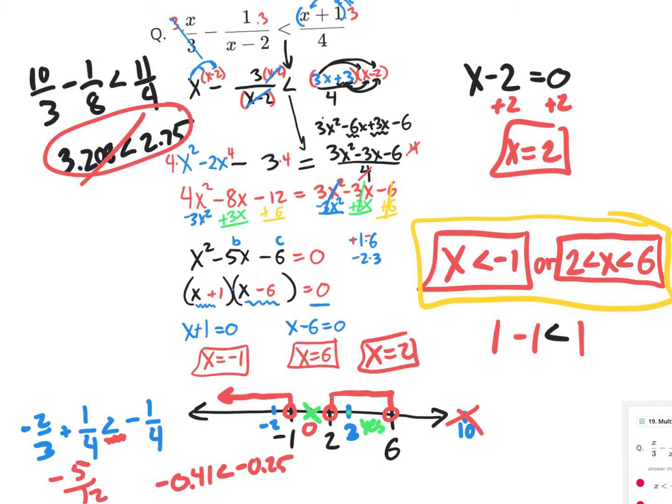So on the multiple choice, you can't just select x is less than -1. You can't just select 2 is less than x is less than 6. It has to be both of them. It has to be a multiple choice answer with both of those answers together, which is a single inequality and a compound inequality, but you have to do both of those.